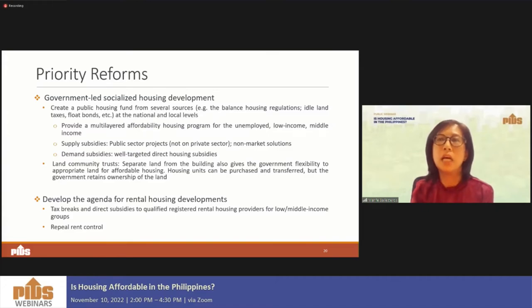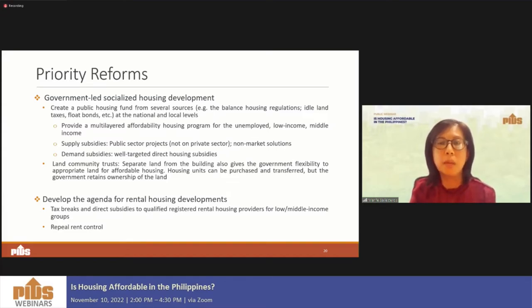You move towards non-market solutions in addressing the housing needs of the poor and the low-income households. So given that, the government needs to create a public housing fund. It's really earmarked for housing, and this is not only at the national level, but also at the local level. And this can be used to support provision of housing.